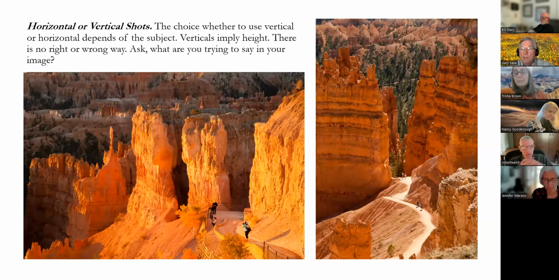The next picture, the vertical, is a nice leading path, a couple of hikers, but it really shows the height of the features, and it gives a great sense of scale with the people.